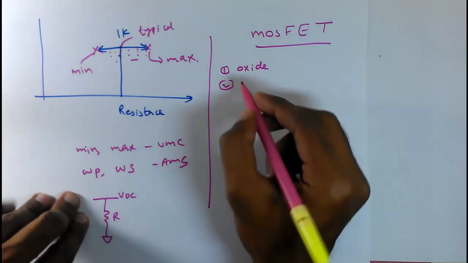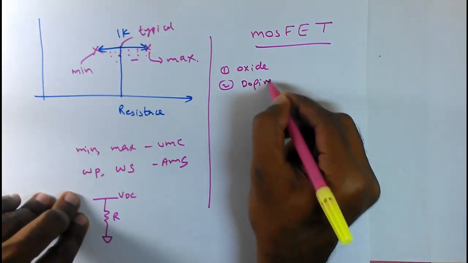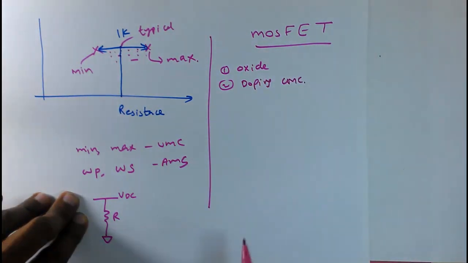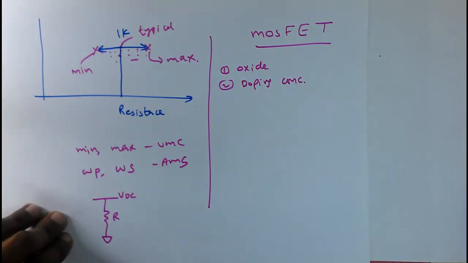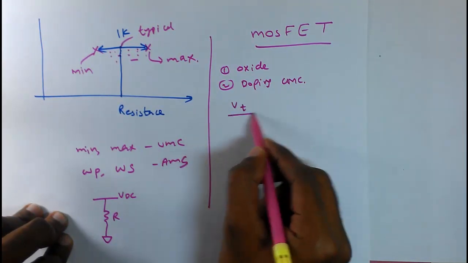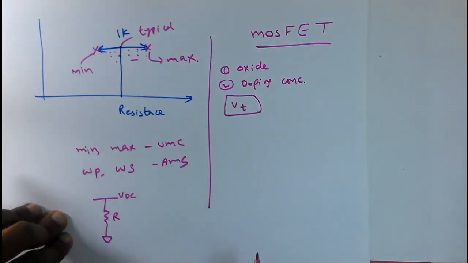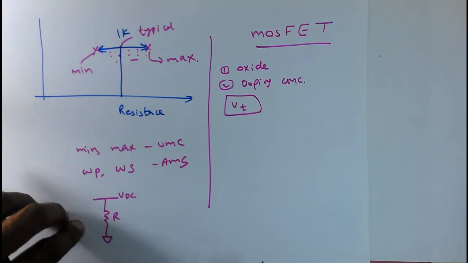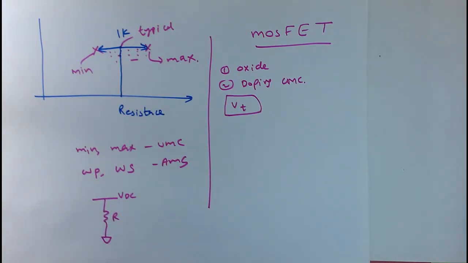And the doping concentration and other parameters can vary with respect to process. So as a result, the VT, the threshold voltage, will vary. Even though there will be a typical value for the threshold voltage, you cannot say that this is my threshold voltage. There is no absolute value with respect to the process.